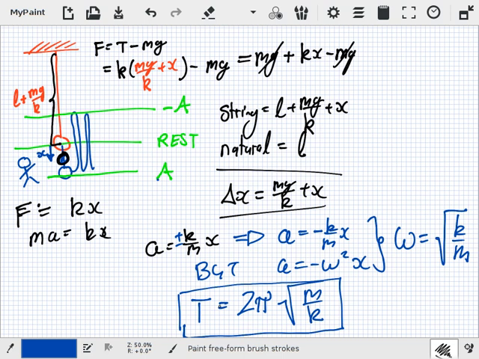I think that's interesting, that it doesn't matter how much you pull it down, it's not going to affect it. It's a bit like with the pendulum, you know, it doesn't matter how far you pull it out, it's the same time. Yeah?